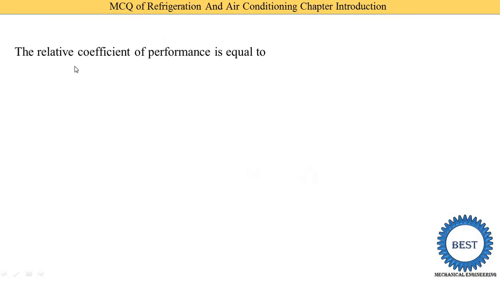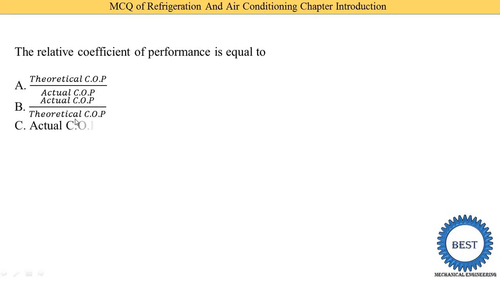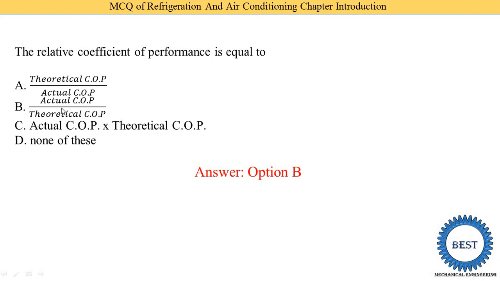The relative coefficient of performance is equal to, what is the equation for the relative COP? The options given are theoretical COP upon actual COP, actual COP upon theoretical COP, actual COP into theoretical COP, and none of these. So the answer is option B, actual COP upon theoretical COP. If you don't understand, you can remember that A comes first, so actual COP upon theoretical COP.